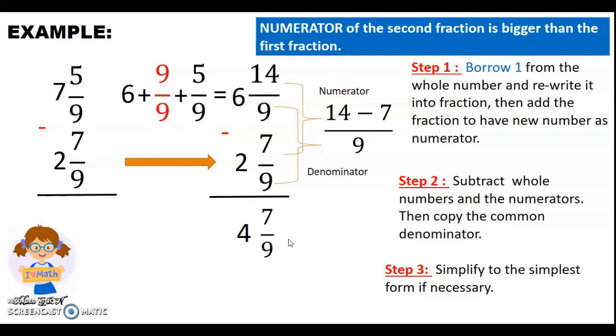So the rule for simplifying fractions: if either the numerator or denominator is already a prime number, then your fraction is in its simplest form. So our final answer here is 4 and 7 over 9. Let's try another example.